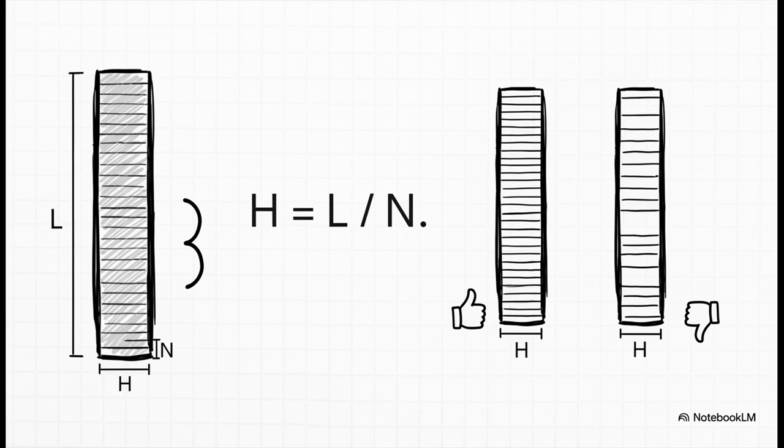The formula is super simple, just the total length of the column L divided by N, the number of plates. And here's the key. A smaller H value is what you want. It means your steps are shorter and smaller, so you can pack way more of them into the same column, and that means a better separation.